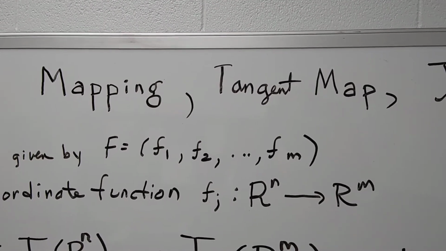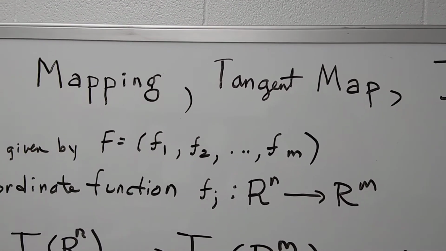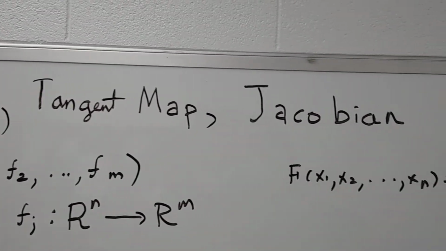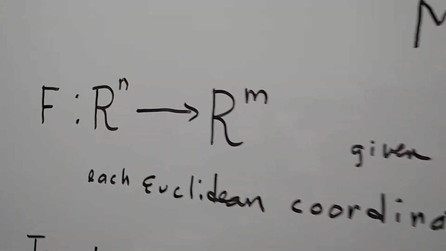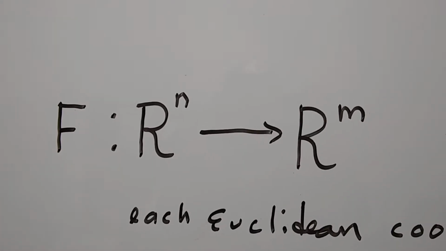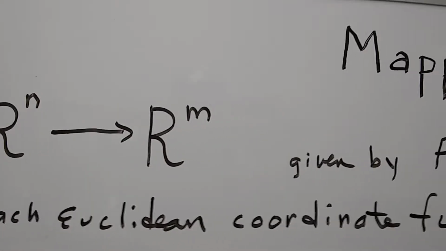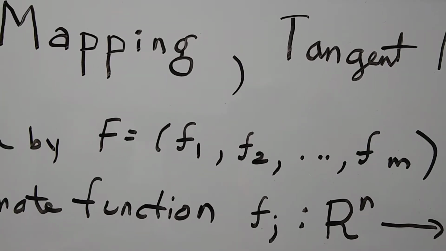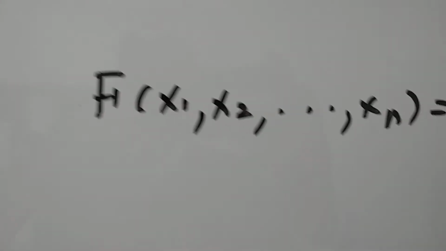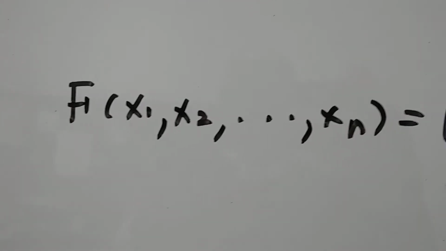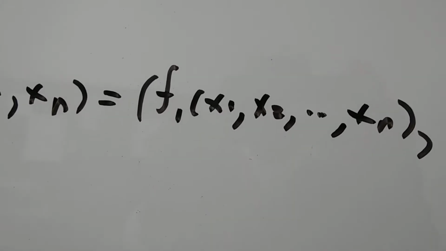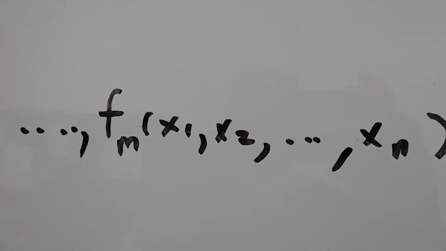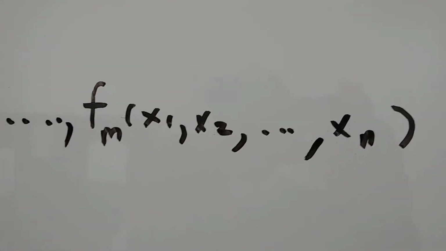So my brief lecture today from differential geometry is going to be about mapping, the tangent map, and the Jacobian. And of course when I say mapping, I mean a function from n-dimensional space to m-dimensional space, and we can represent that function with the coordinates f1 through fm, where f of x1 through xn is just f1 of x1 through xn, f2 of x1 through xn, all the way down to fm of x1 through xn.